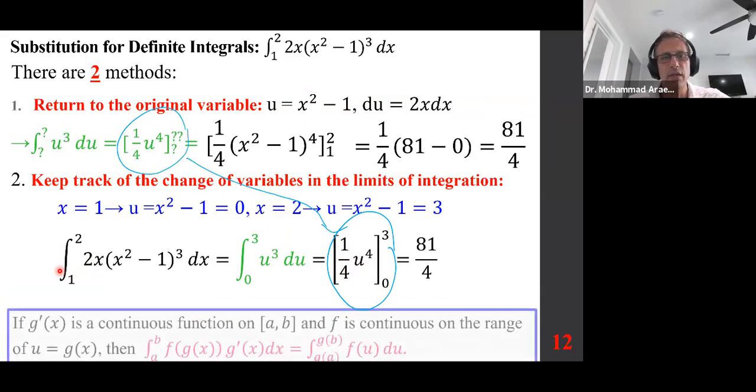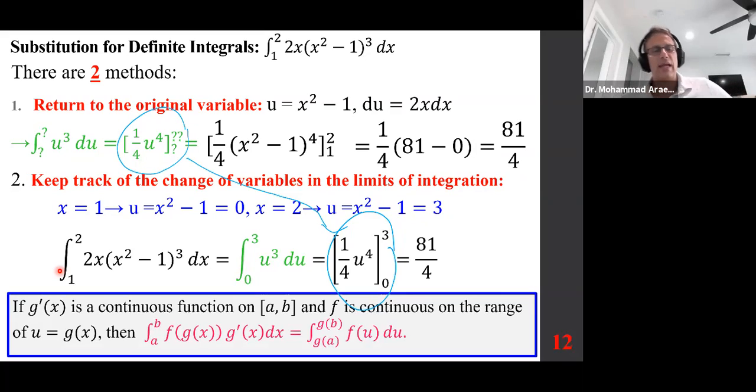Either way is fine. And the theorem is that the integral of a to b f of g of x g prime of x dx, then when you go with the u substitution, a changes to g of a and b changes to g of b.